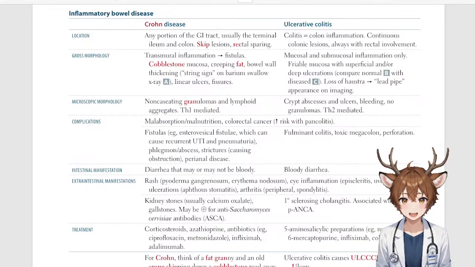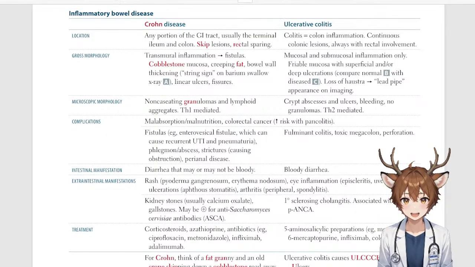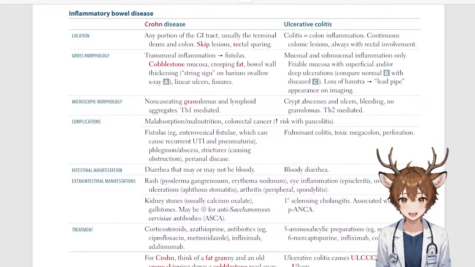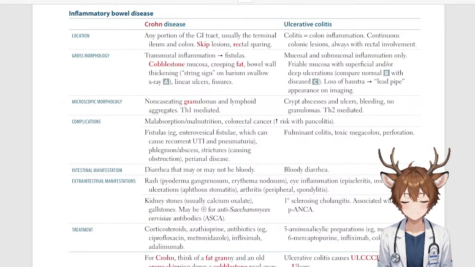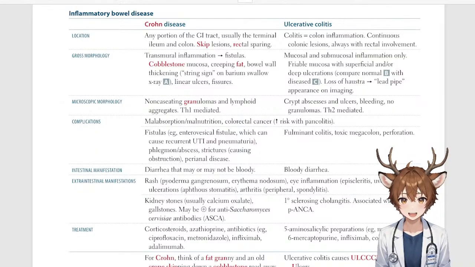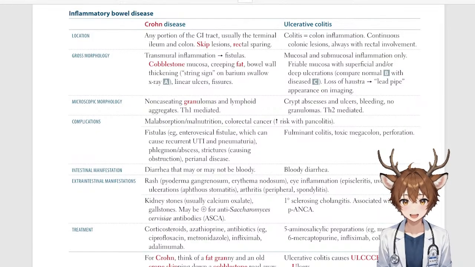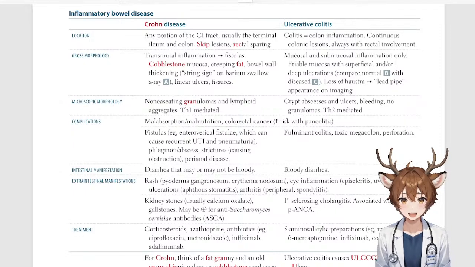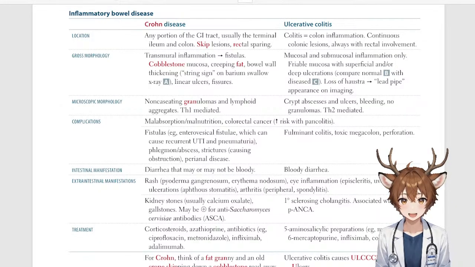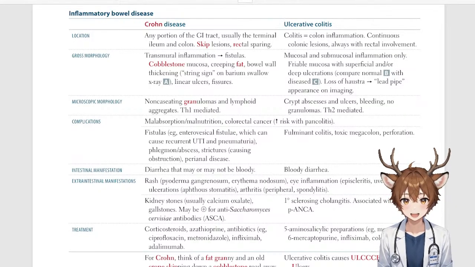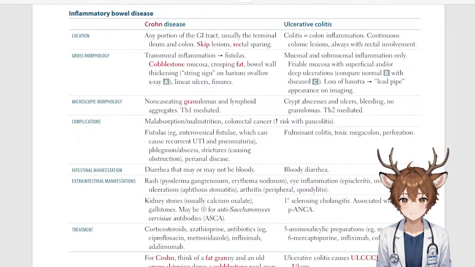For UC, you will have bloody diarrhea, which is usually painful. Contrast with Crohn's, where you may have bloody diarrhea. You could have it, maybe you don't have it. For UC, you will have bloody diarrhea. Both will have rash, pyoderma gangrenosum, erythema nodosum, eye inflammation, episcleritis, uveitis, oral ulcerations, aphthous stomatitis, and arthritis, peripheral and spondylitis. However, UC will specifically have things like primary sclerosing cholangitis associated with the MPO-ANCA, P-ANCA.